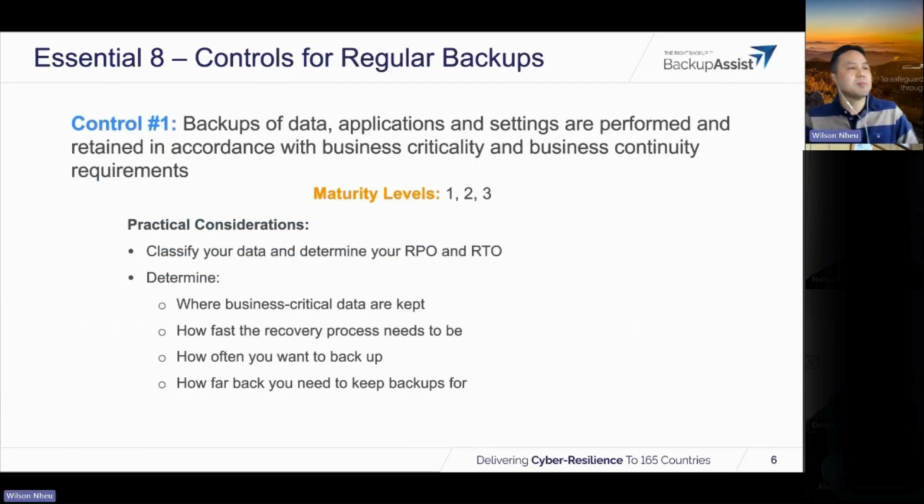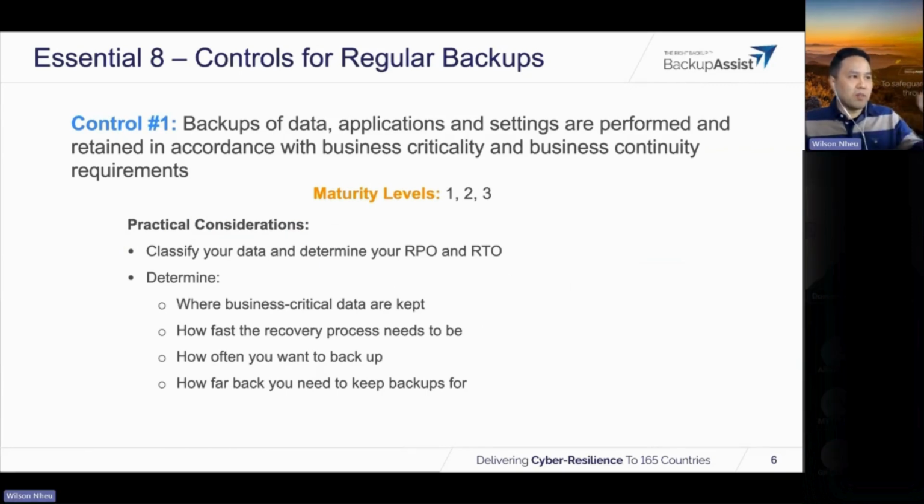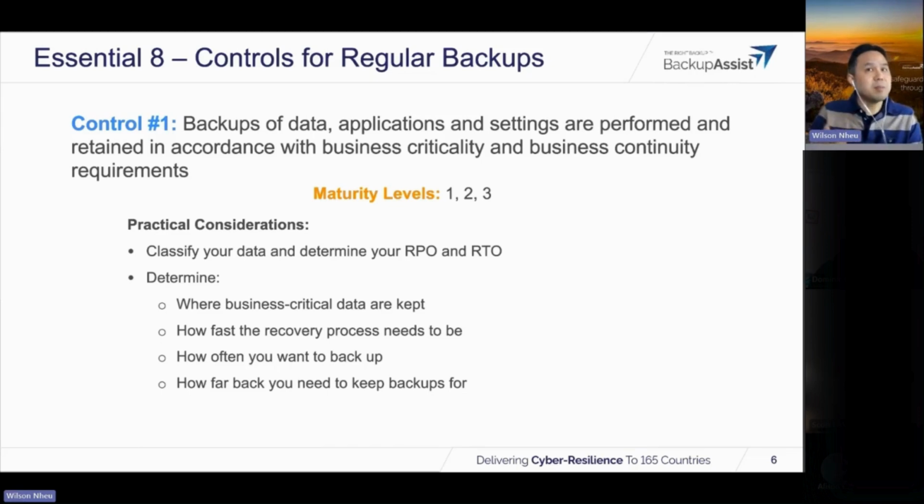Now, the thing about these controls is that I have grouped them here based on where they are required for different maturity levels. So the first 6 controls I'll be going through relate to all maturity levels, so 1, 2, and 3. So basically they're the minimum things you need to cover in order to meet the minimum maturity level.